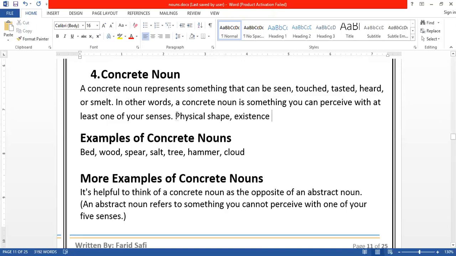Concrete nouns. For example, like bed. Bed we can touch, it has a shape, it has existence. Wood, clear? So we call them concrete nouns. Let me give you more examples of concrete nouns in more detail.